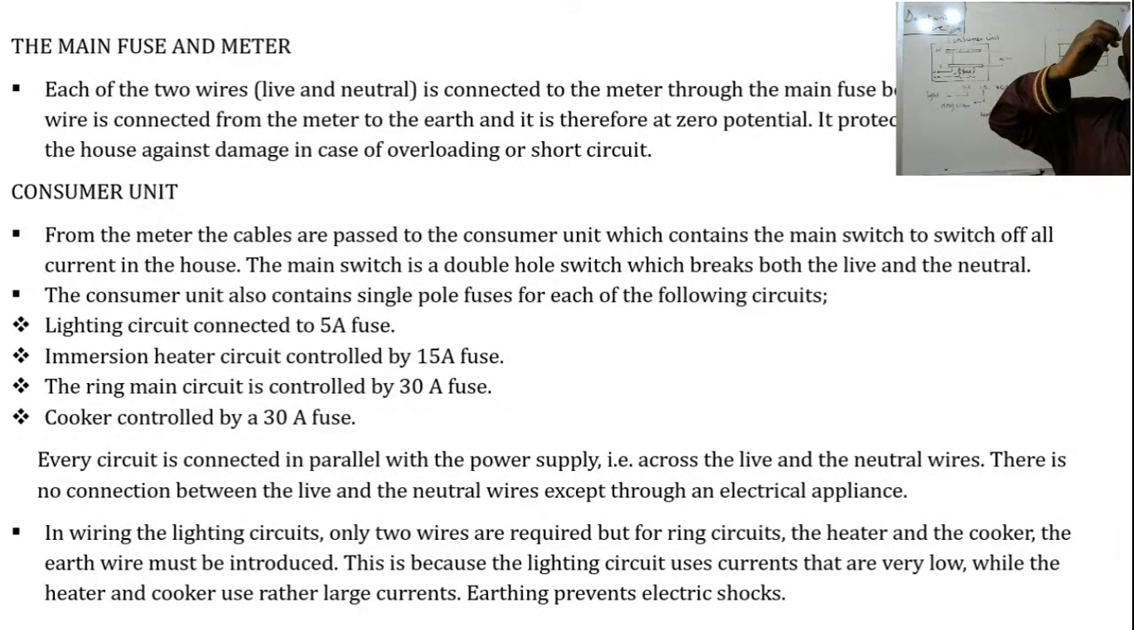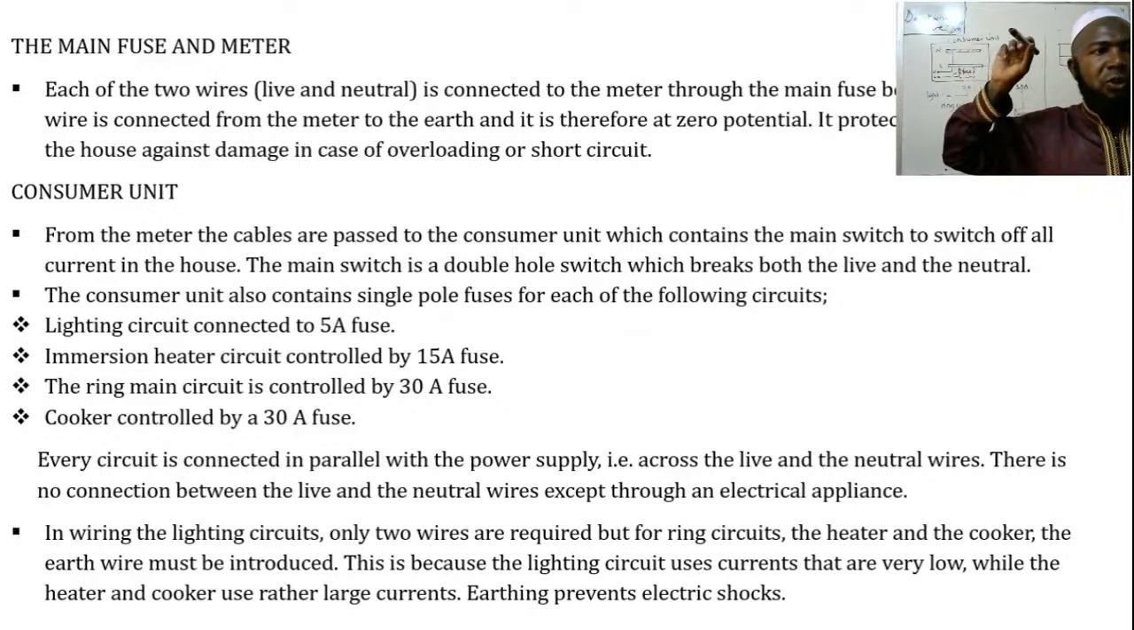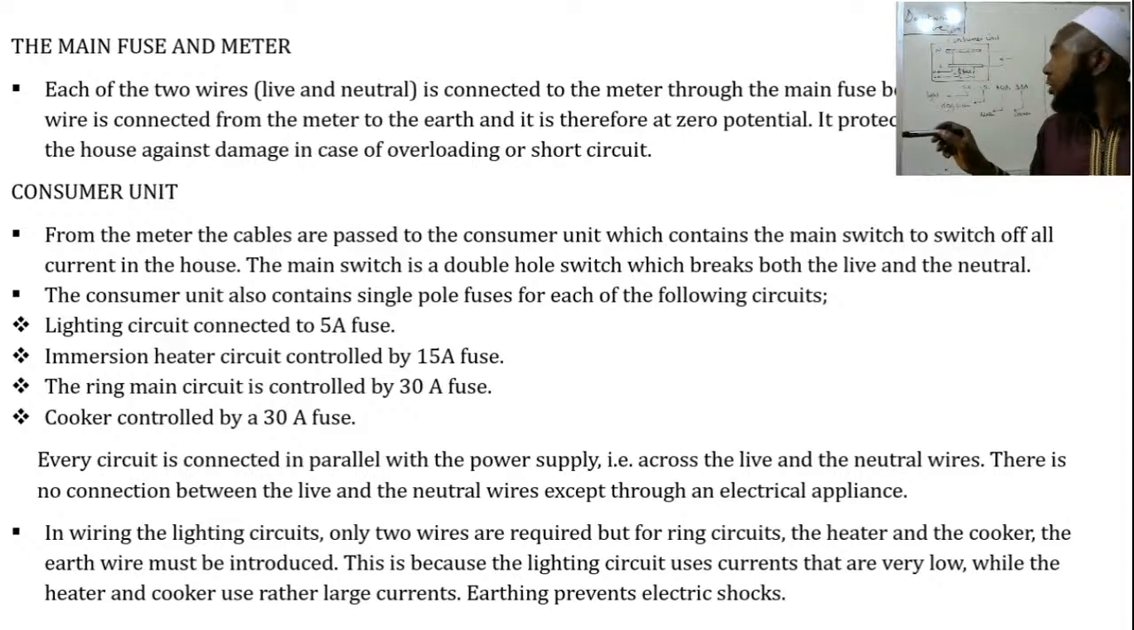Then consumer unit, we come here. Now the cable from the meter is passed to the consumer unit, which consists of the main switch to switch off all the current in the house. The main switch is a double pole switch. This is the main switch according to the diagram. Switches off all the mains current.